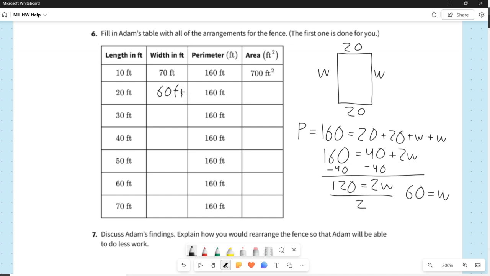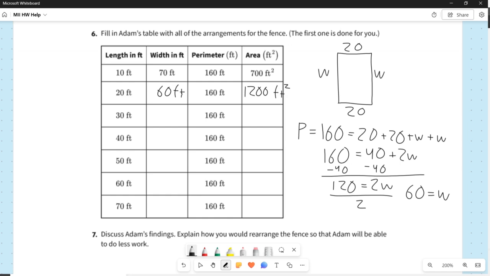Perimeter is still 160, obviously, and the area of a rectangle is length times width. So if our length is 20 and our width is 60, 20 times 60, well, 2 times 6 is 12. And then I've got a 0 and a 0, so I'll just slap those at the end. So 20 times 60 is 1,200 square feet.